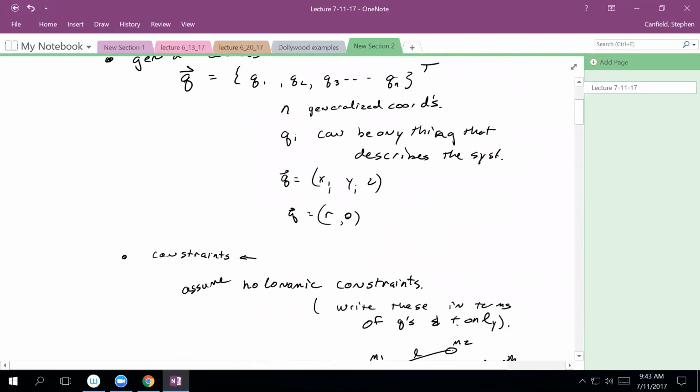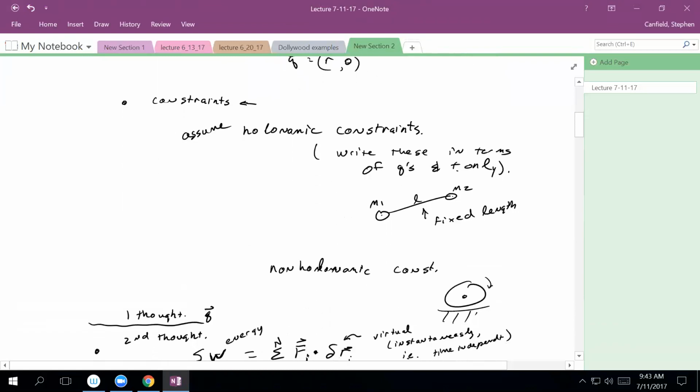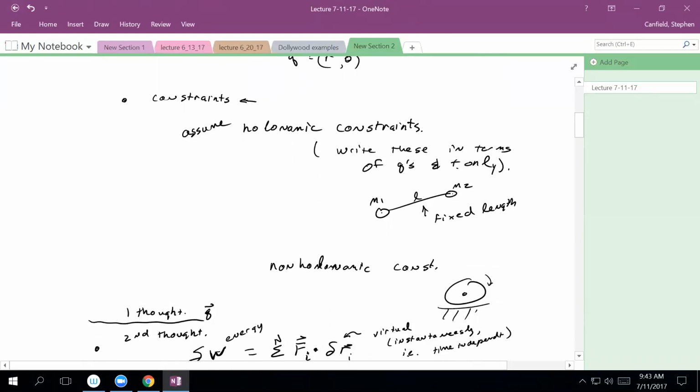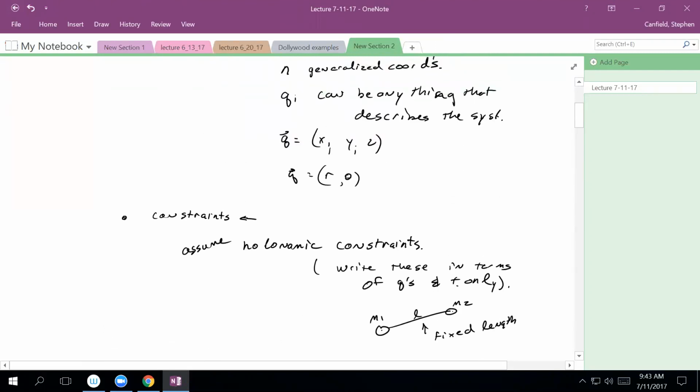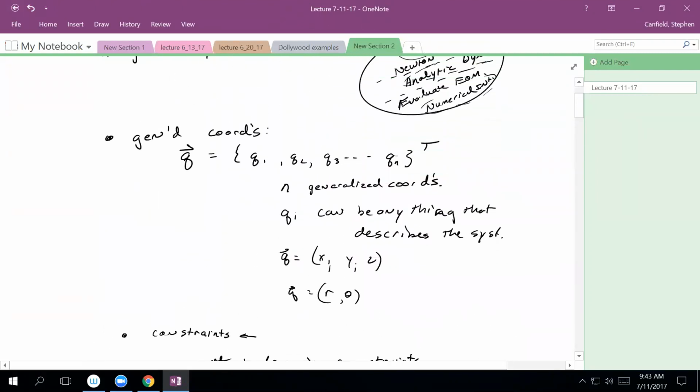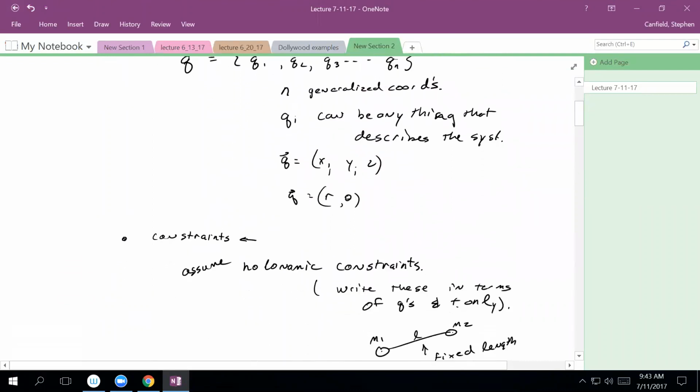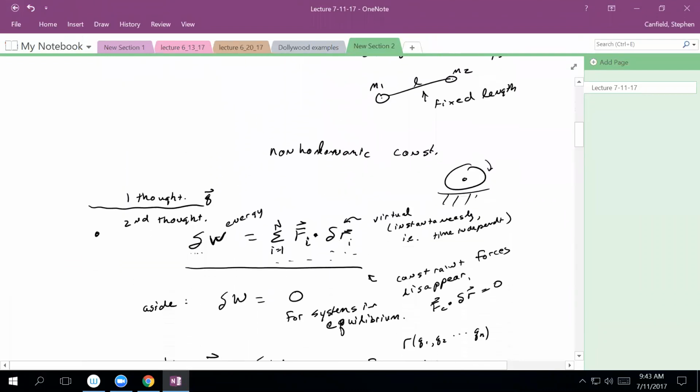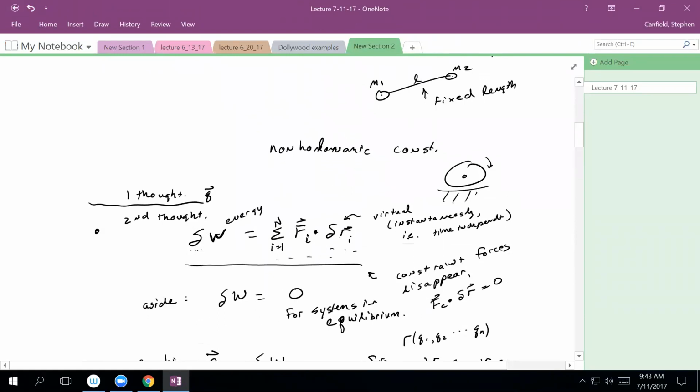We want to eliminate the constraints in the method, and so that's what we're trying to do. We're trying to eliminate constraints, work in more generalized forms of coordinates, and eliminate our need to rely on vectors. So first of all, we introduced the idea of generalized coordinate. Second thought was virtual work, which we'd already seen. This is the statement of virtual work, and for systems in equilibrium, that equals zero.